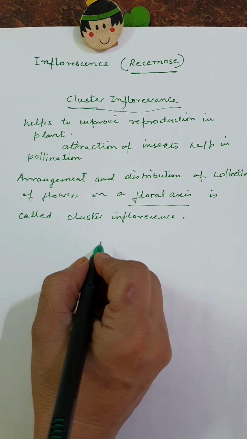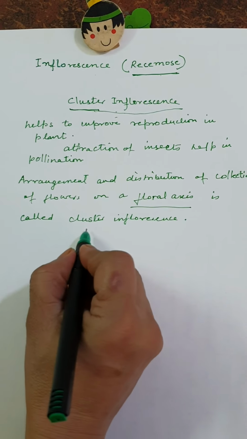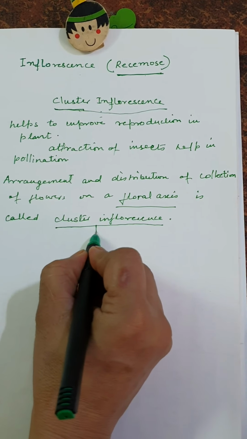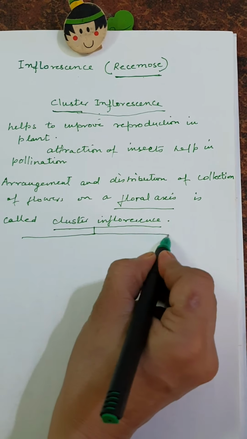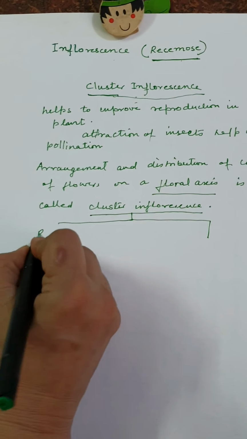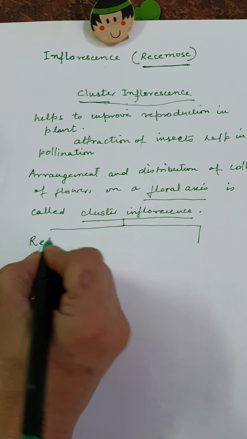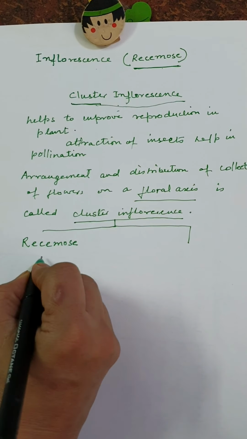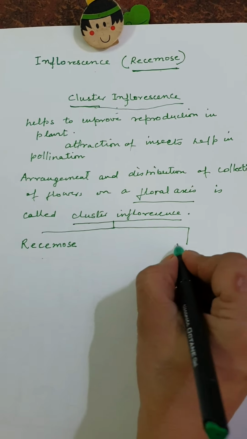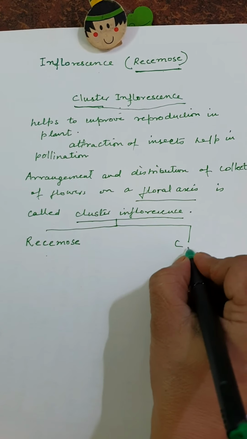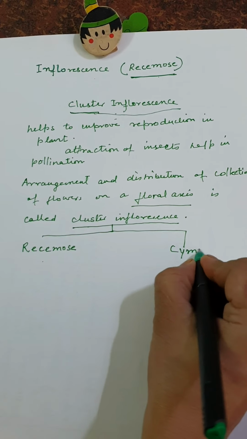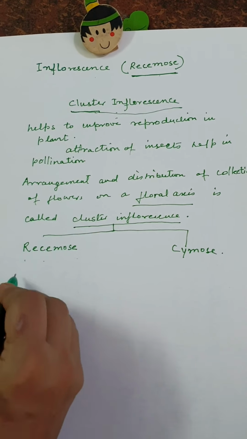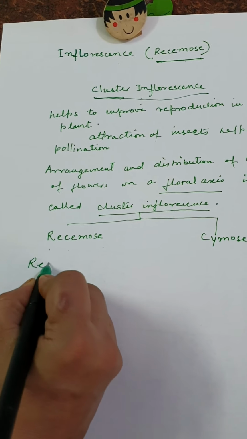Cluster inflorescence can be divided into two types: the racemose type of inflorescence and the cymose type of inflorescence. Come to the topic, the racemose type of inflorescence.